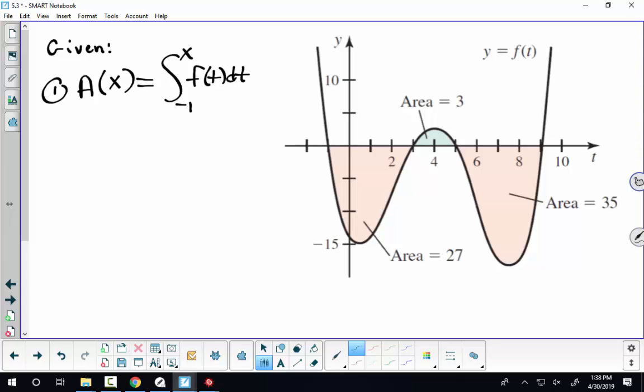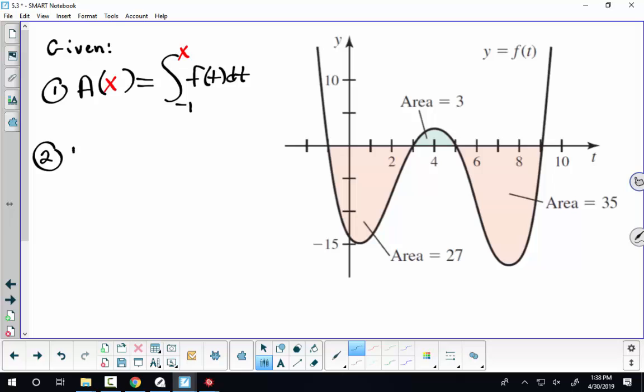So just, again, pay attention to the input. If I plug a value into the area function, that value goes here as the upper limit. That lower limit is already defined as -1, which doesn't change. Okay, so we're given that, and we're given another area function.